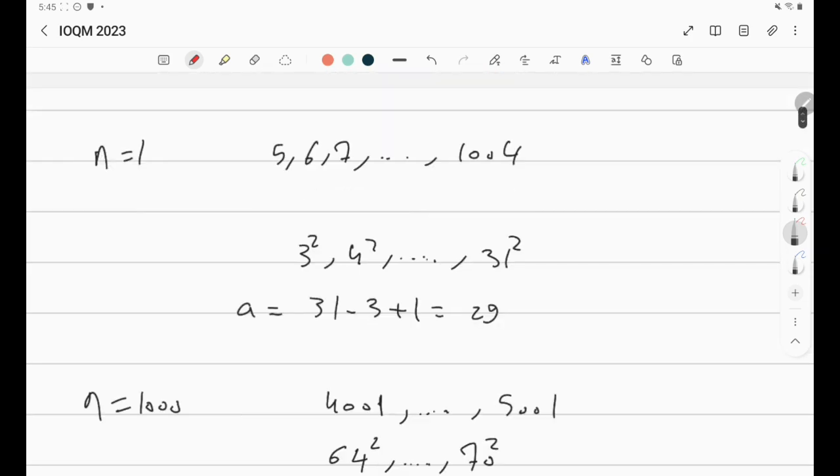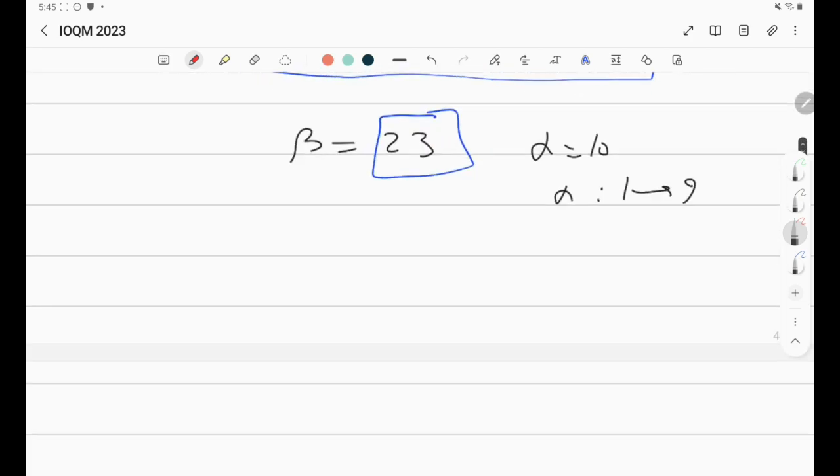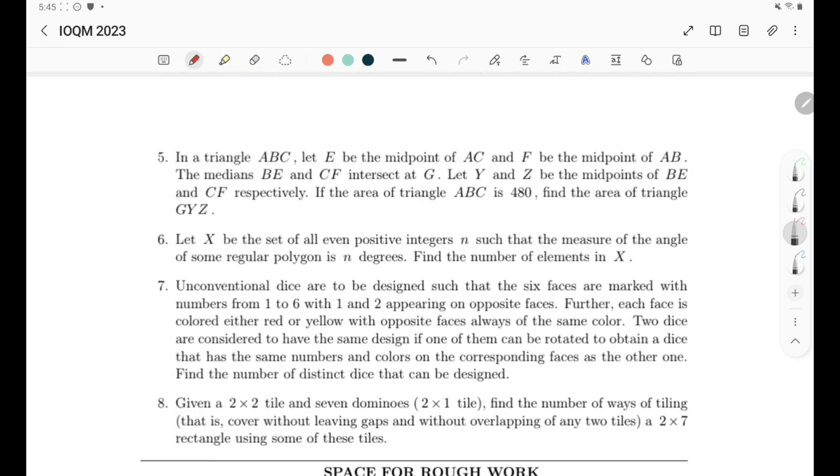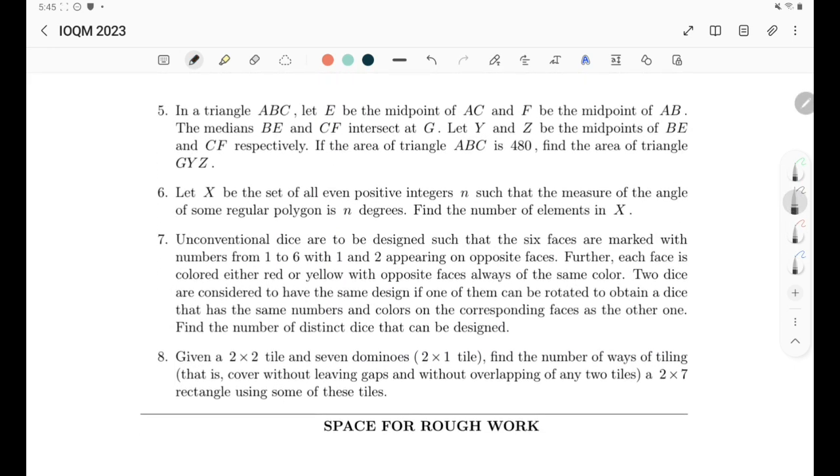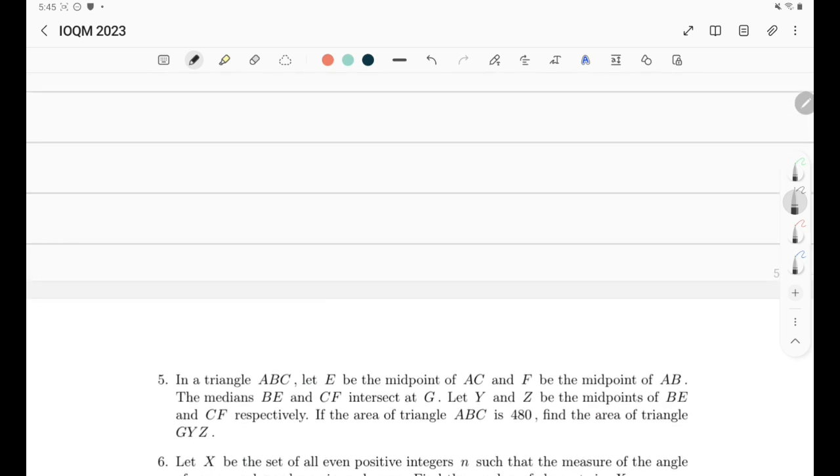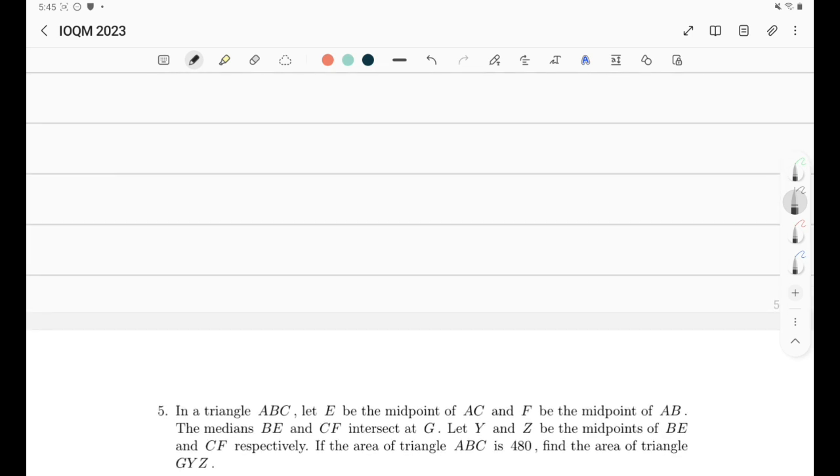Alright, very good. We're done with the first page. Okay, next. Question 5 is a geometry question. So let's draw it. Small diagram here. So first of all, we're going to start with a triangle ABC.